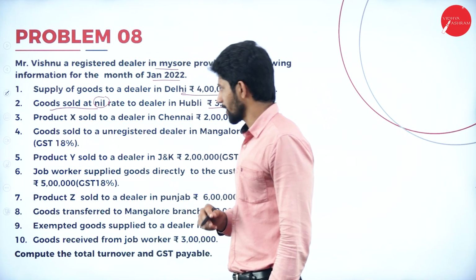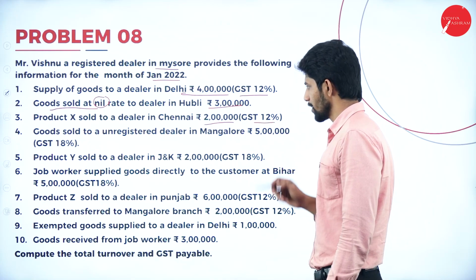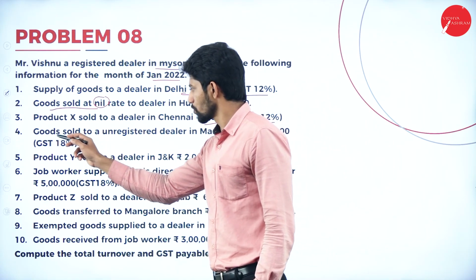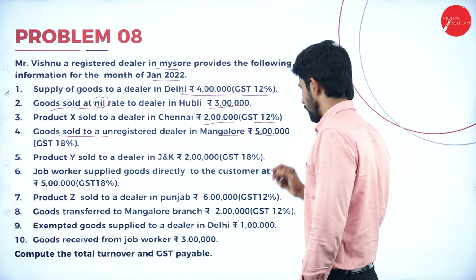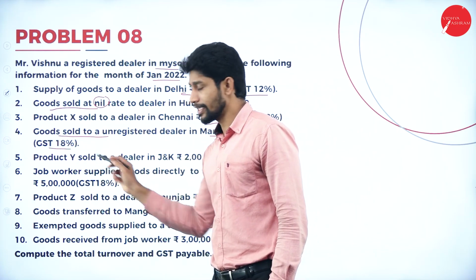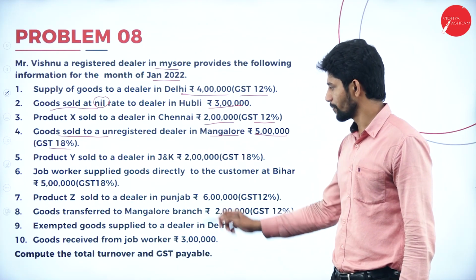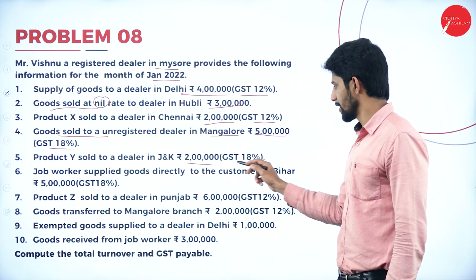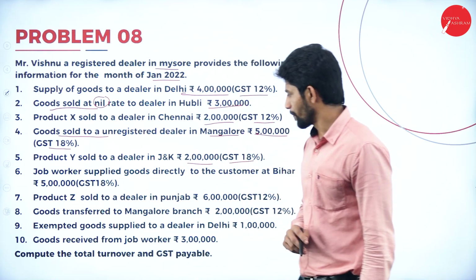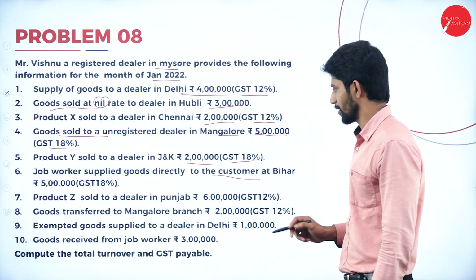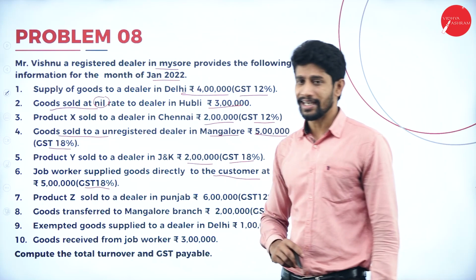Next, product X sold to a dealer in Chennai, rupees 2 lakhs, GST 12%. Next, goods sold to an unregistered dealer in Mangalore, rupees 5 lakhs, GST 18%. Next, product Y sold to a dealer in Jammu and Kashmir, rupees 2 lakh, GST 18%. Next, job worker supplied goods directly to the customer in Bihar, rupees 5 lakh, GST 18%.